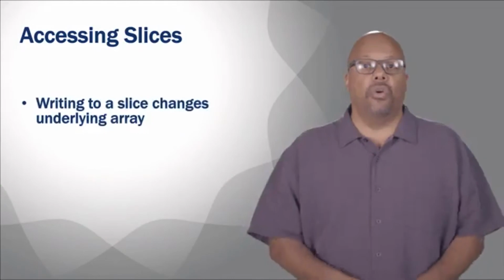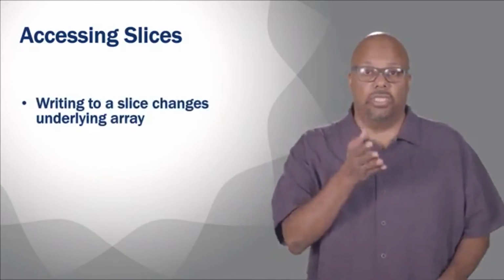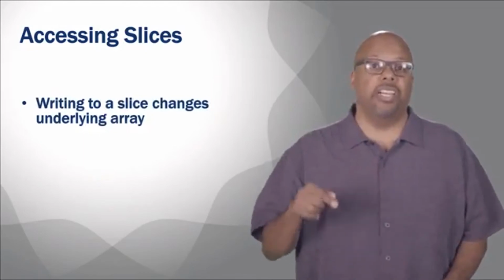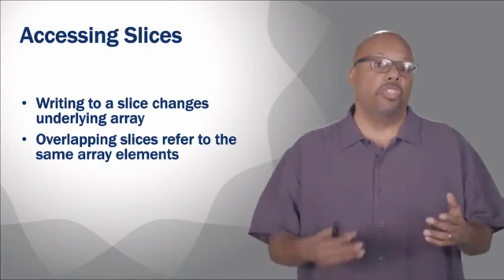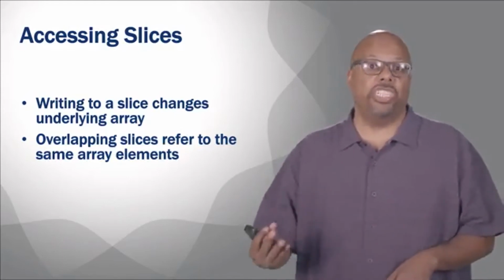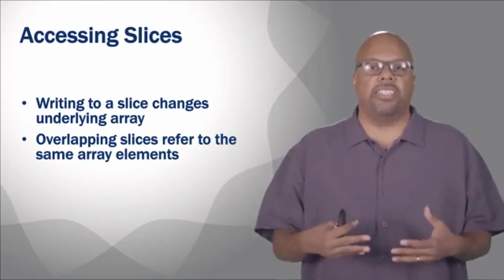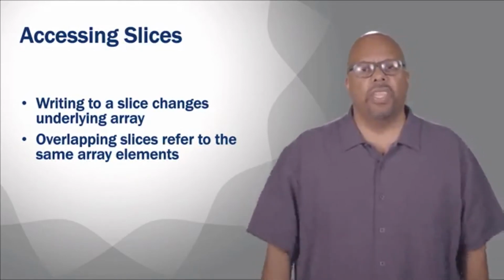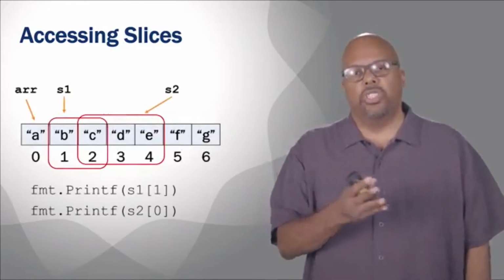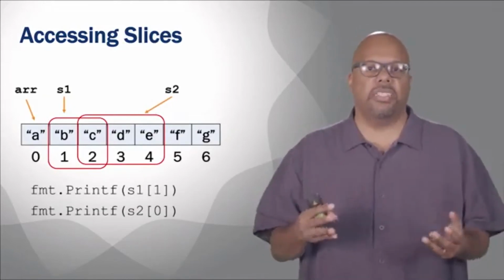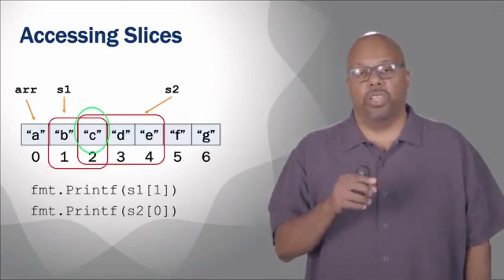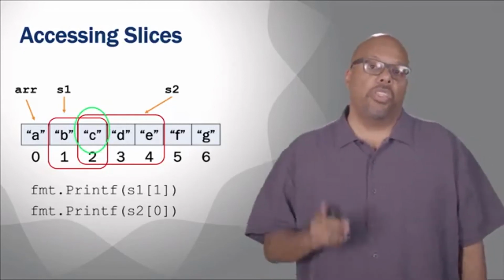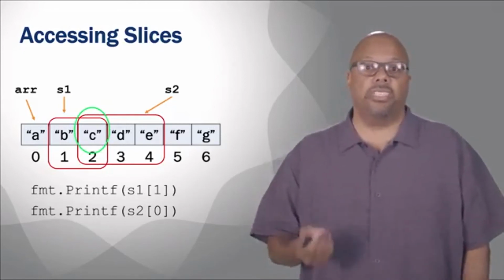Now, accessing slices, or really referring to slices. When you write to an element in a slice, you are writing to the underlying array. And overlapping slices can refer to the same array elements. So you change one slice, you can change the underlying array, and you can change any other slice that also includes that array element. So here in this picture, we're showing this array. S1 and S2 are two different slices defined on it. Now see, in green, I circled that array element 2 with the string C in it, right? So that one is actually included in S1 and in S2.